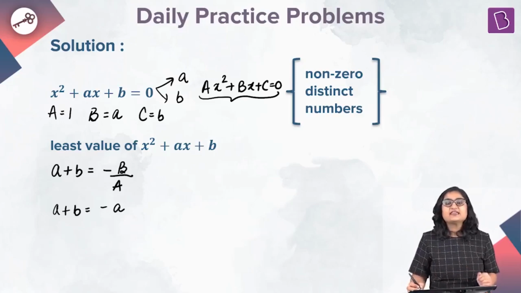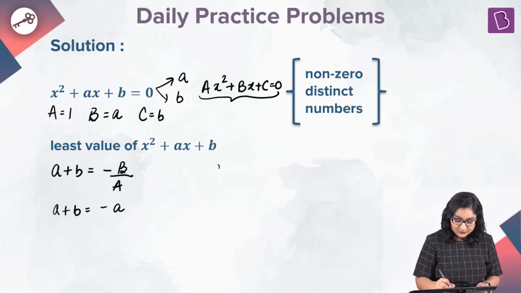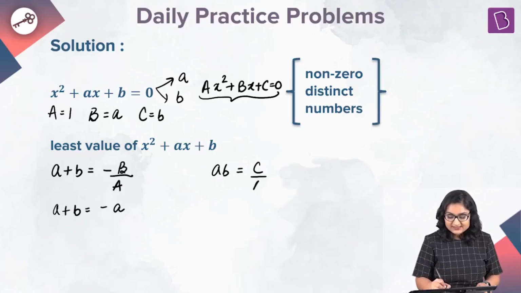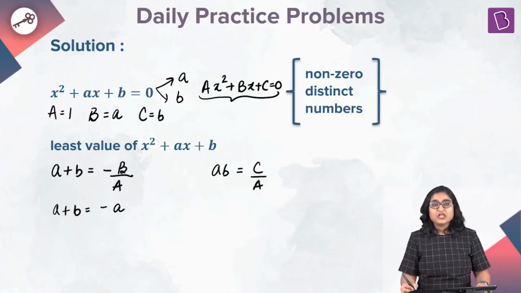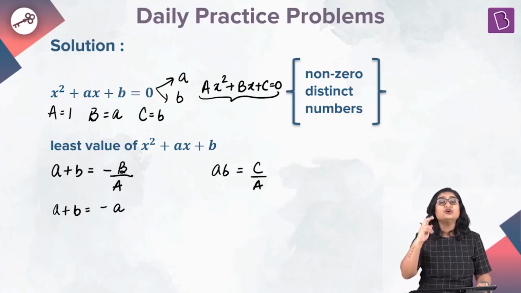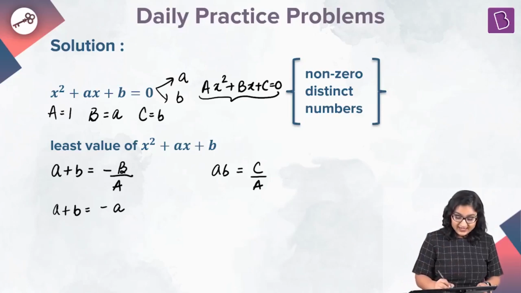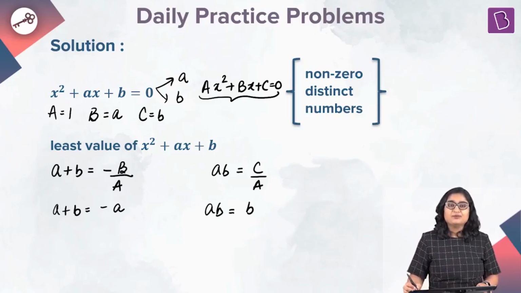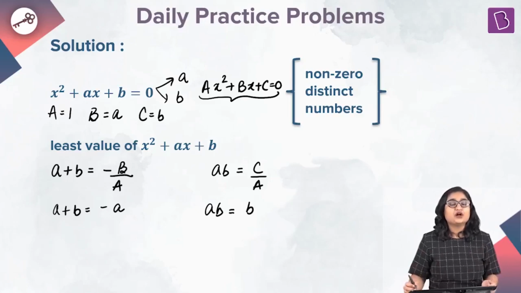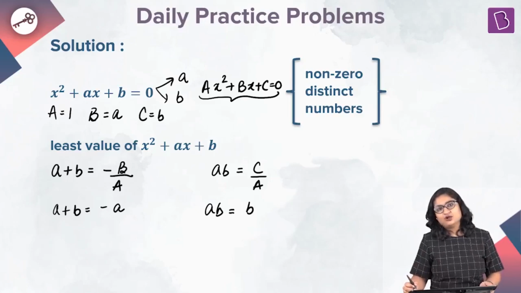Now similarly, we can calculate the product of the roots. It would be a times b, and it is equal to capital C divided by capital A. Now we know that capital C is equal to small b and capital A is equal to 1. If we put those two values here, what we will get is a multiplied by b is equal to small b. So now we have two equations. Yes. We have two variables. Yes. We just have to solve for small a and small b.